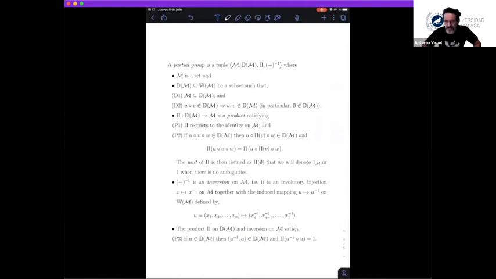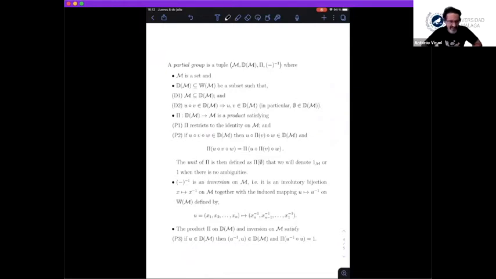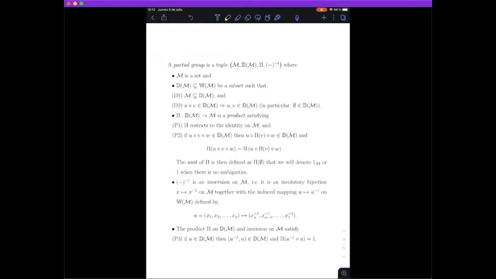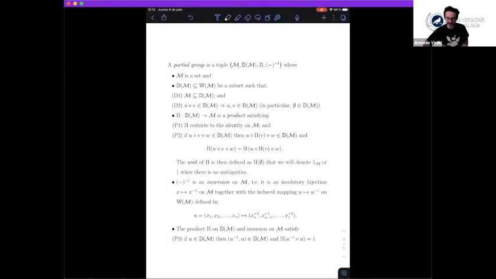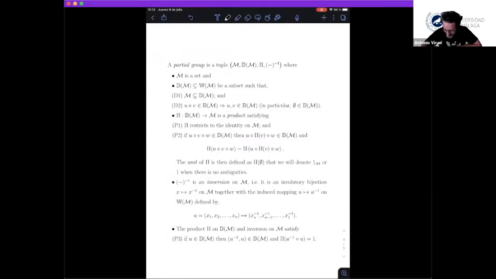So partial groups show up in the work of Andy Chermak, trying to prove the existence and uniqueness of localities or centric linking systems. I'm not going to get into much more detail. We already heard a little bit about that. Good. So they show up in the work of Andy Chermak about these things.